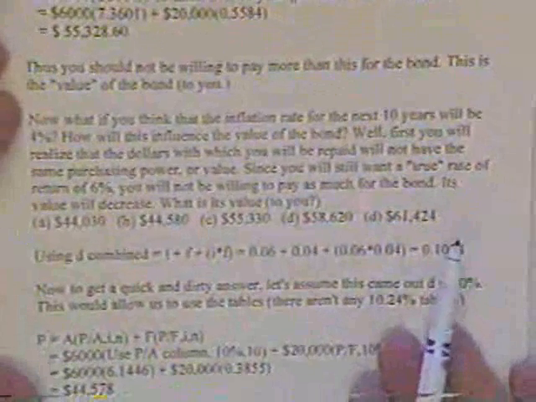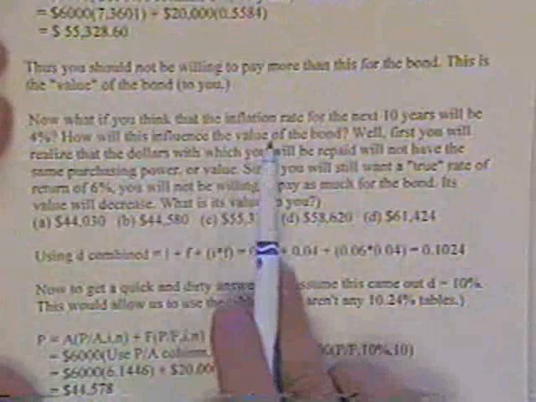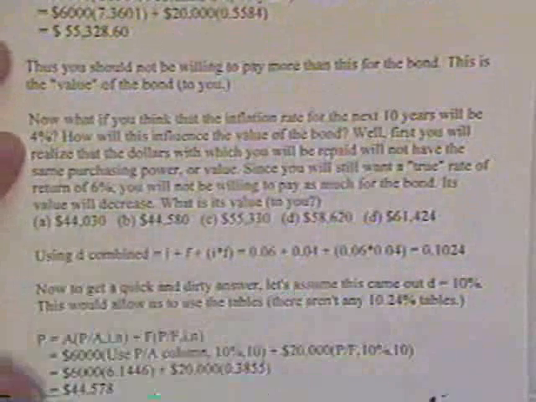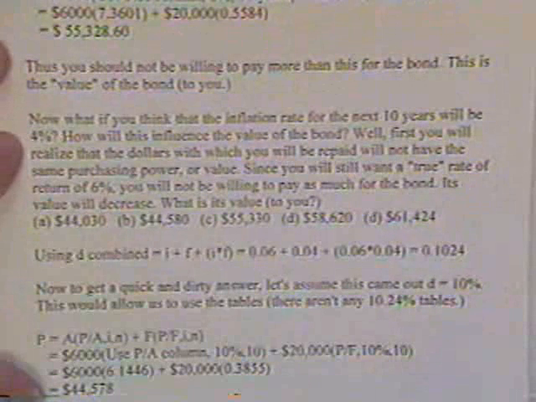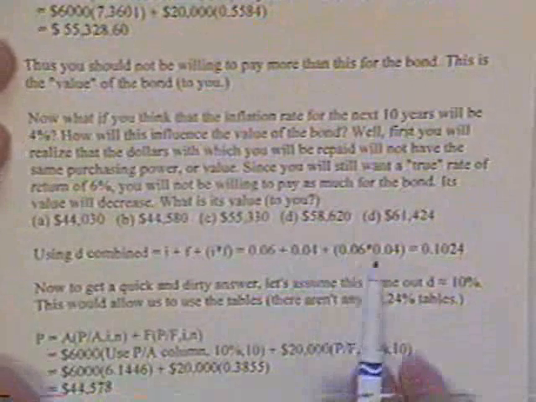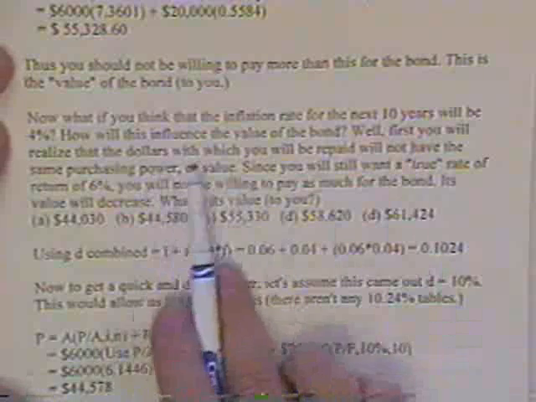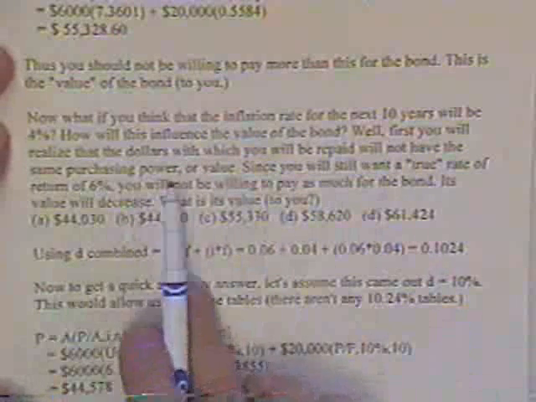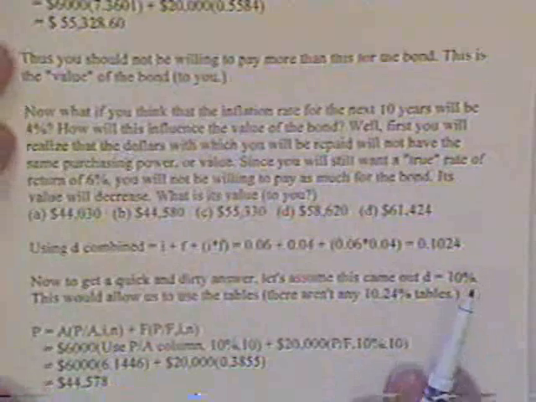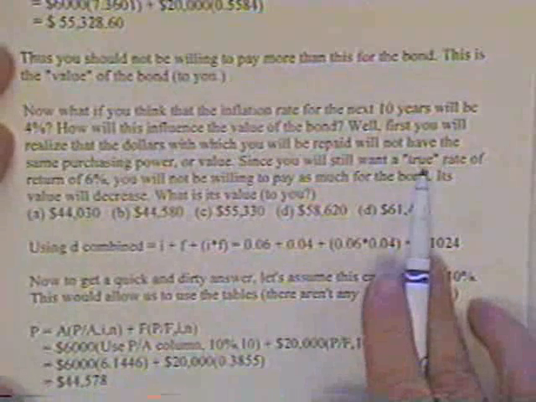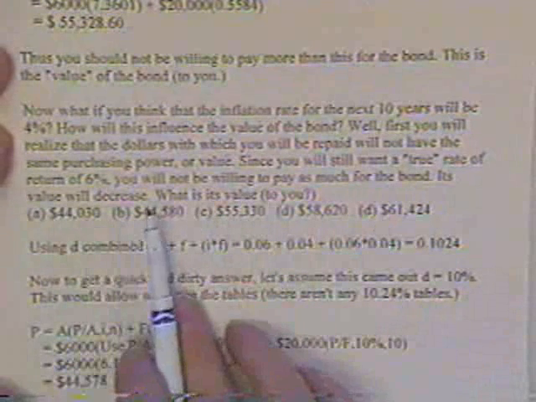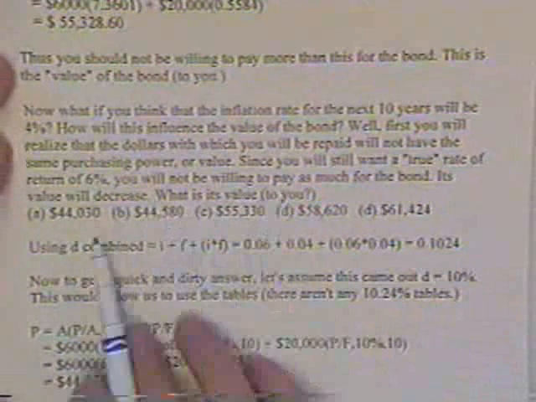Now then, what is the value of the bond to me if the inflation rate I anticipate will be 4%? How would that influence the value of the bond to me? Well, first off, I realize the dollars I'm getting back don't have the same purchasing power. They don't have the same value. I still want a true rate of 6%. And so I'm not willing to pay as much for the bond. What is its value for me?